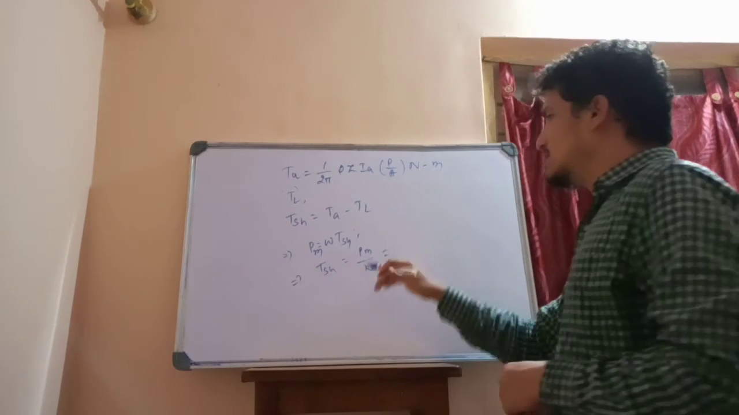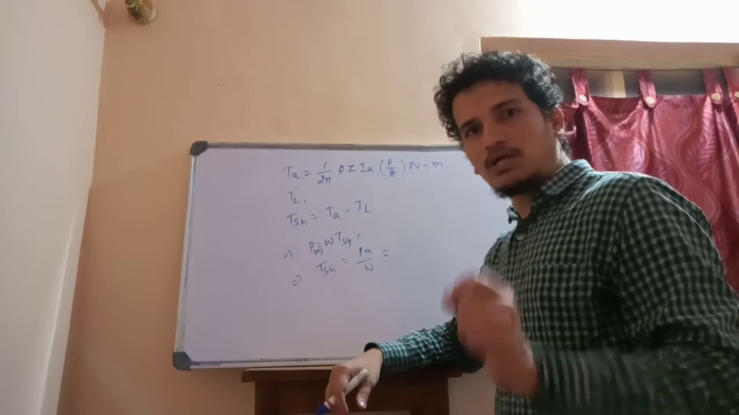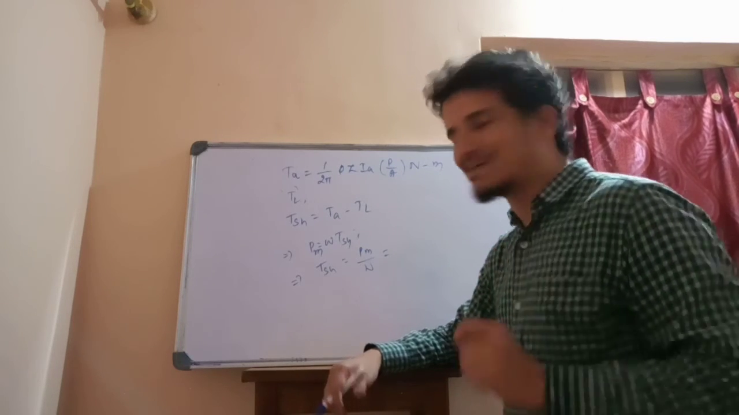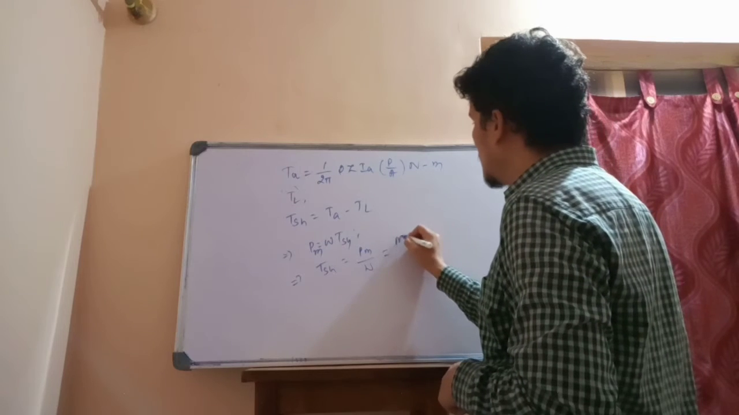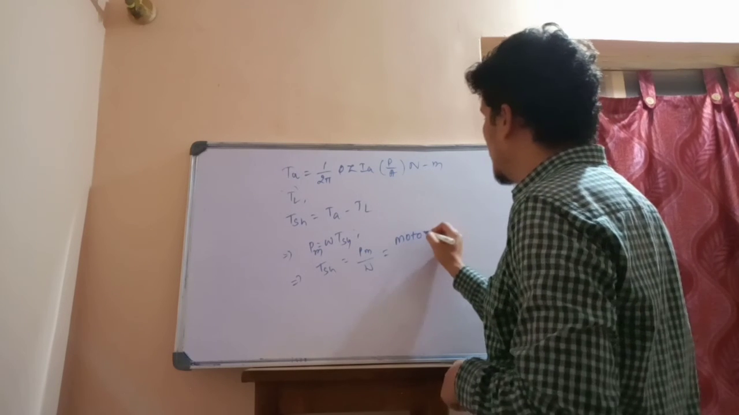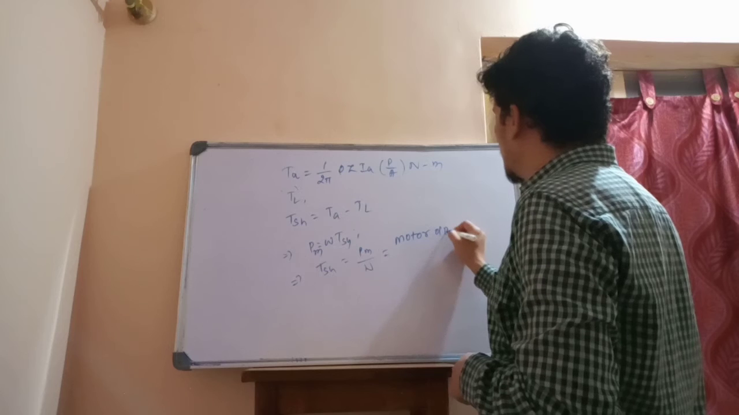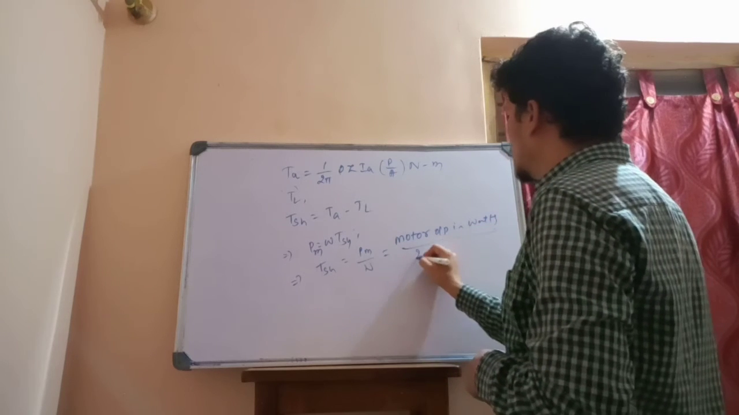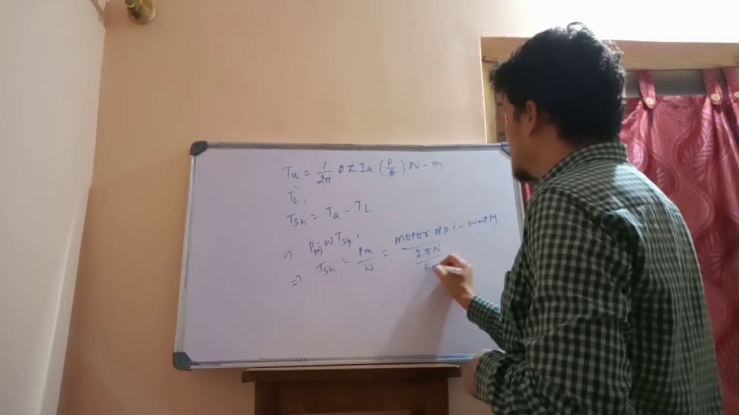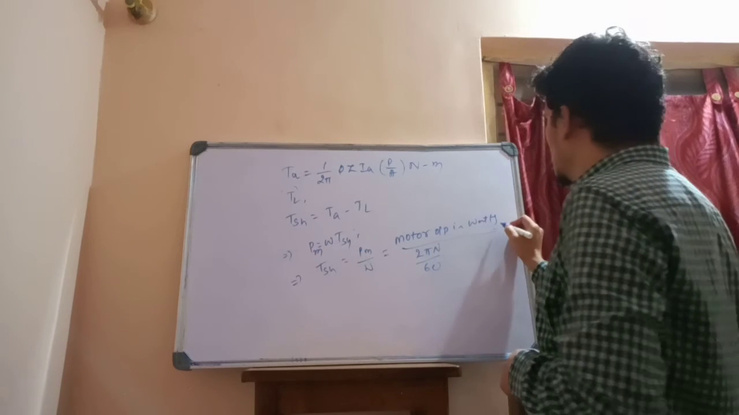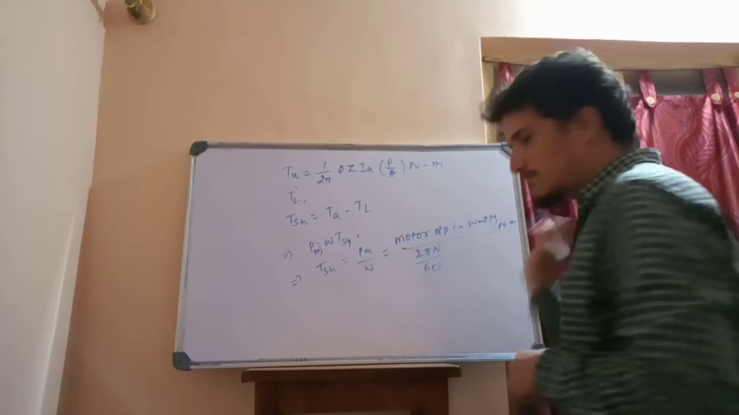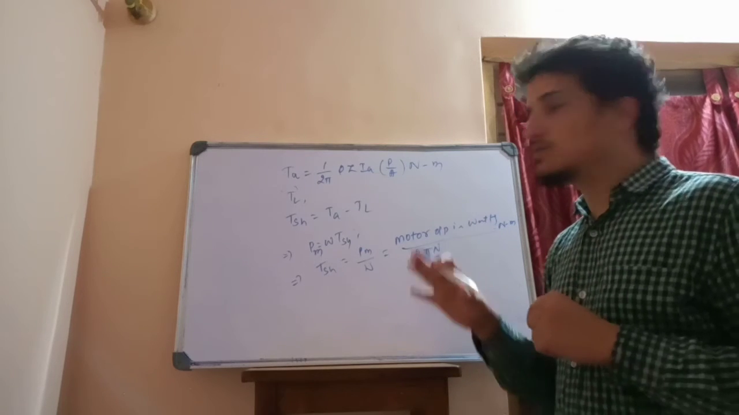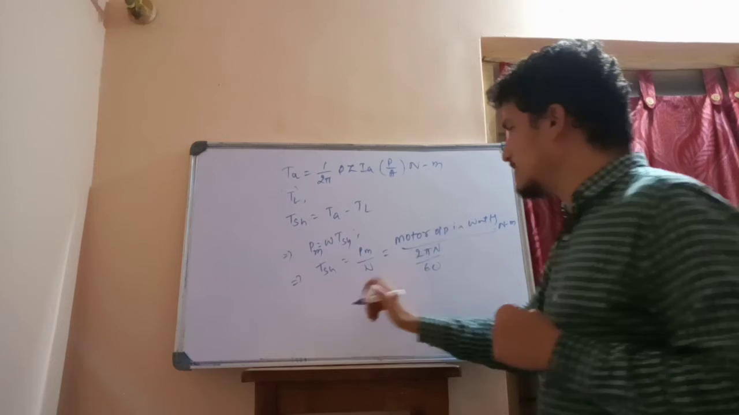Usually the output of the motor, the rating of the motor, is specified in watts. So TSH is the motor output rating in watts divided by 2 pi N divided by 60, in Newton meter. This formula we will be repeatedly using in solving numerical problems. This is a very important formula.